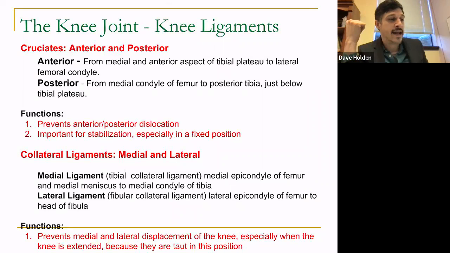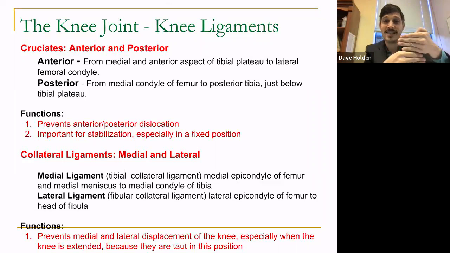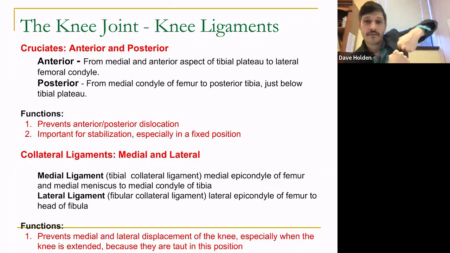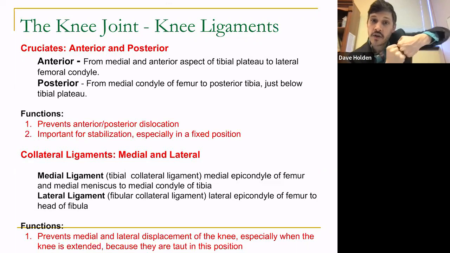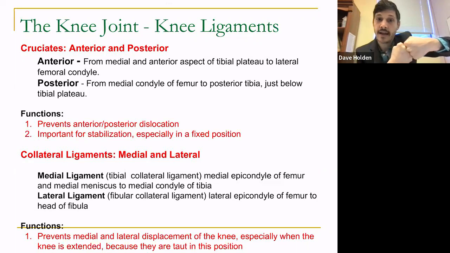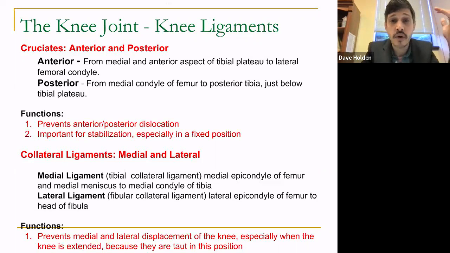All right. So anterior cruciate or posterior cruciate ligaments. What these guys are meant to prevent is anterior posterior displacement of the knee. What we mean is if the femur and the tibia are supposed to be sitting on top of each other, we do not want the femur to start slipping forward or slipping backward. So the cruciate ligaments, which sit on the tibial plateau, hold the two together and lock them in place. This is very important for stabilizing the knee, especially when the knee is in a fixed position, meaning the knee is staying put, the rest of the body may be moving. That knee has to be locked in place.